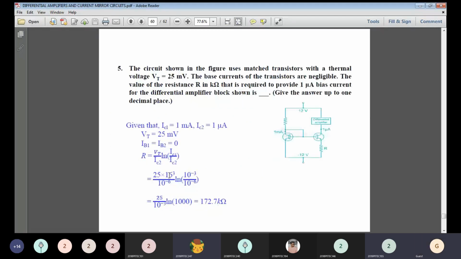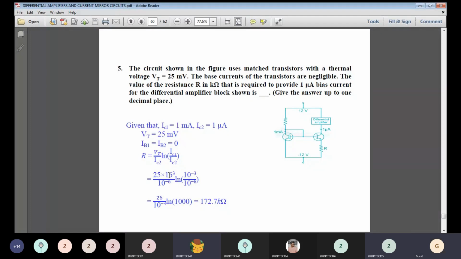In this question, the current mirror is a special case, used with a differential amplifier. This is somewhat a unique question. In the circuit shown in the figure, the transistors are matched with thermal voltage VT. The base currents of the transistors are negligible. The value of resistance R is K in kilo ohm, required to provide 1 milliamp bias current for the differential amplifier block shown. So what is the value of resistance R here?